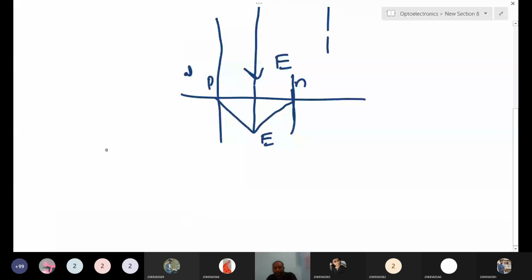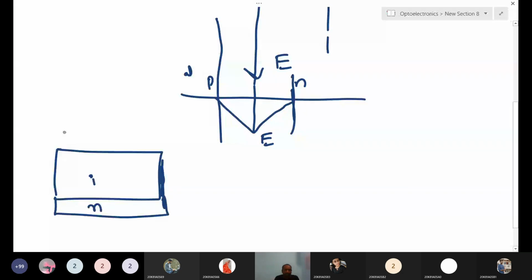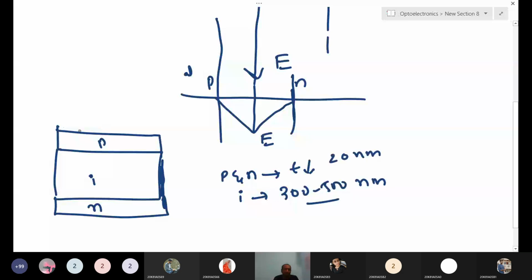First we take the N layer, after that the I layer, and here the P layer. The thickness of the P and N layers is less compared to the I layer. The I layer is generally 300 to 500 nanometers, and the P and N layers are around 20 nanometers. The top and bottom are electrodes, which can be made using different techniques, not needed here.